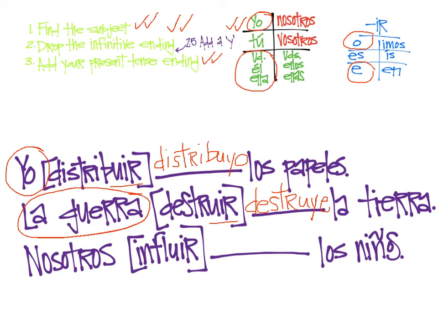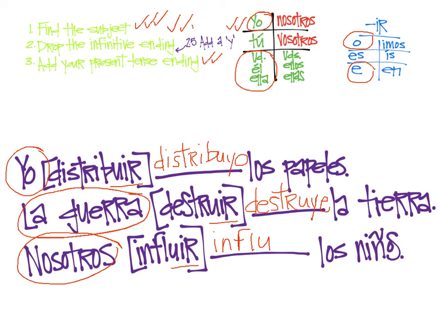Okay, let's look at our last sentence. Nosotros influir los niños. Since influir is a UIR verb, we know that it may have a spelling change in the present tense. So we're going to start conjugating the verb for the sentence, and we are first going to find our subject. So we look before the verb, and we see that our subject here is nosotros. The next thing we need to do is drop our infinitive ending, and we'll just write the stem here. I-N-F-L-U. We've just dropped the IR from the verb influir.